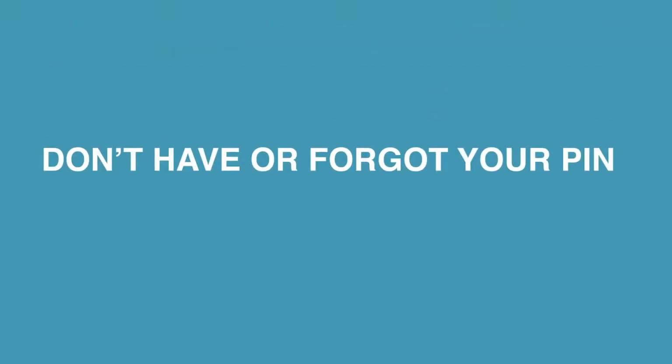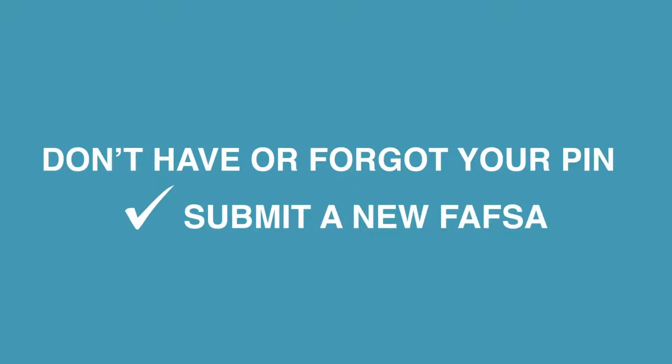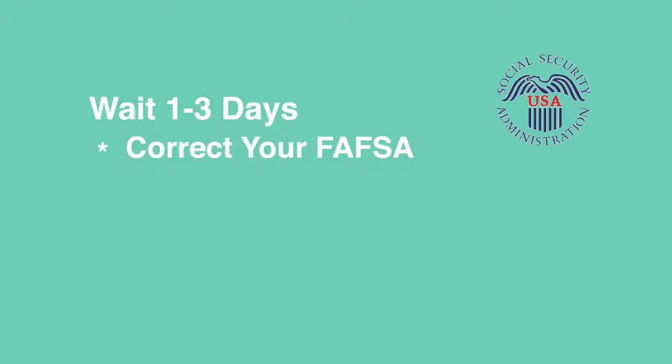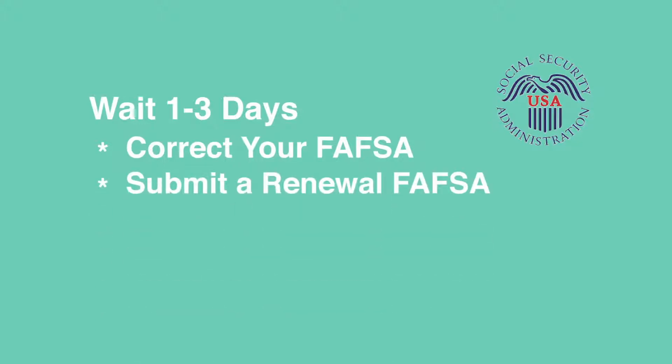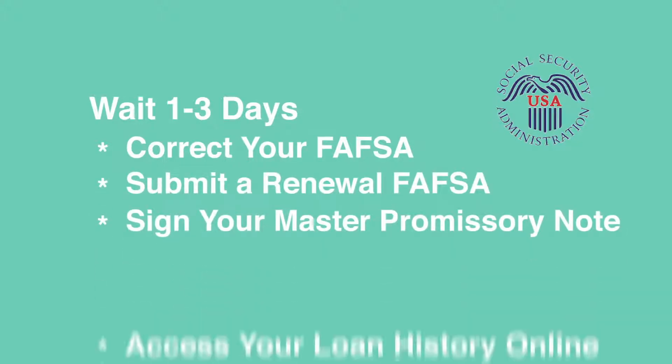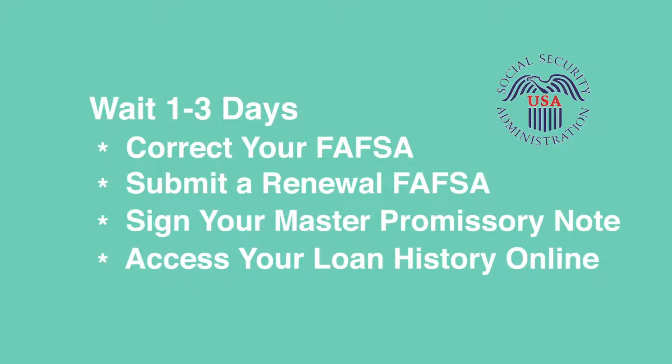If you never had a PIN or forgot it, don't worry. You can still create your FSA ID and use it to sign and submit a new FAFSA immediately. But it will take 1 to 3 days for your information to be confirmed with the Social Security Administration. Until your information is verified, you won't be able to take certain actions, such as correct your FAFSA, submit a renewal FAFSA, sign your master promissory note, or access your loan history online.